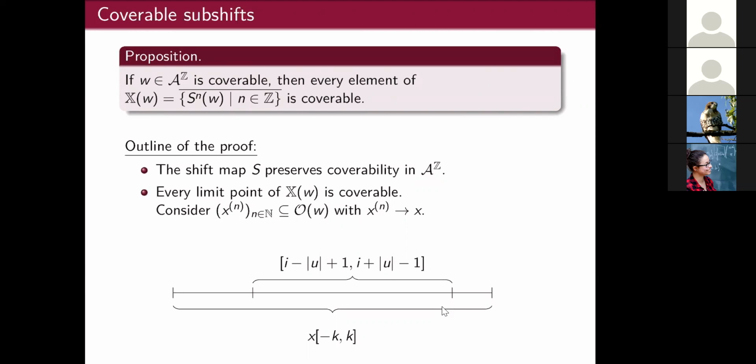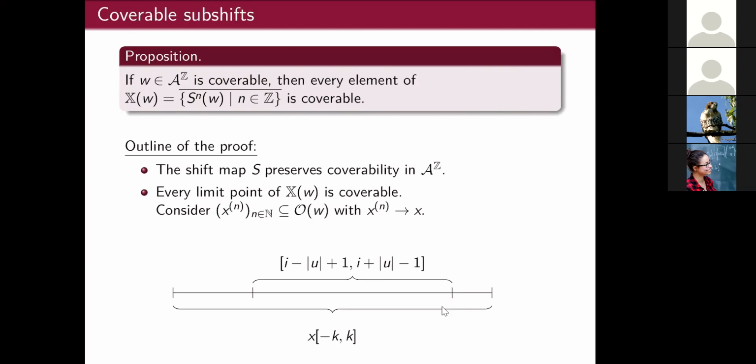Because if we want to look at what happens to the orbit of coverable right infinite sequences, not all of the elements of its orbit under the shift map would be coverable. However, for bi-infinite sequences, if our W is coverable, all elements of its orbit under the shift map would be coverable as well.